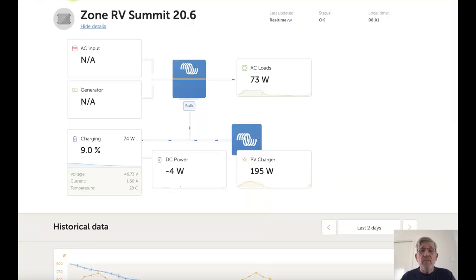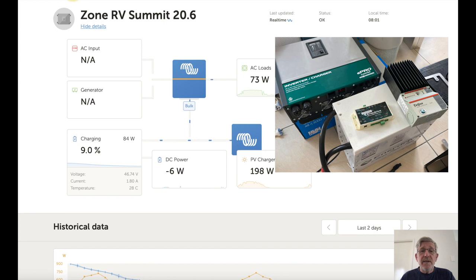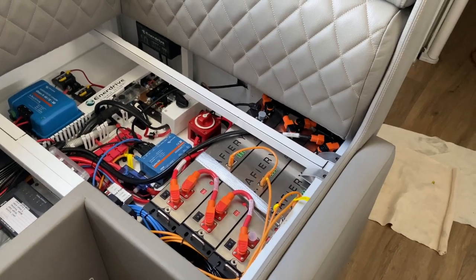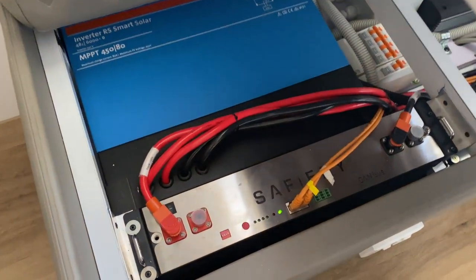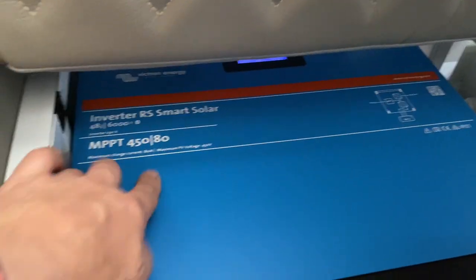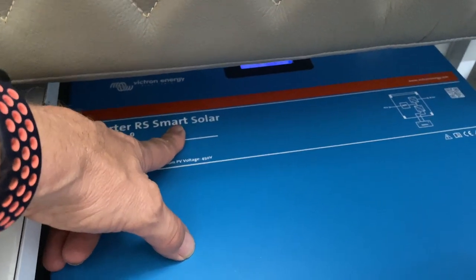So just to recap, we did remove this equipment from it. The Zone ships with 300 amp hours of lithium, a 3000 watt inverter and quite a small solar controller. We upgraded that from 300 to 800 amp hours of lithium, the inverter from 3000 to 6000, and the solar controller, I'm not sure what size it is, but it's upgraded now where it will deliver up to 2000 watts off the roof.